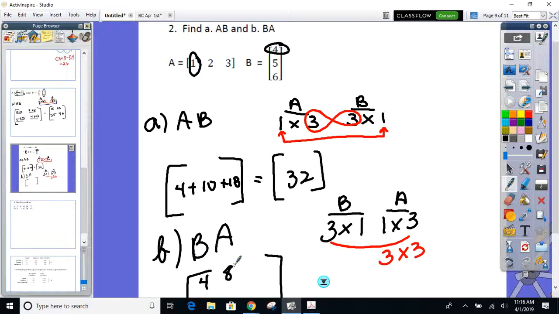8. How did I know the 8 went there and not below the 4? What did I just multiply? Row 1 times column 2. Row 1, column 2. Boom. That's how I knew the 8 went there and not under the 4. Keep going. 4 times 3.